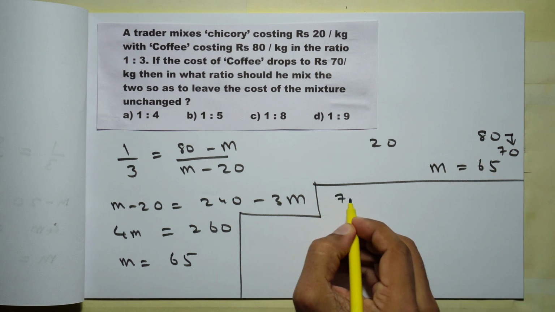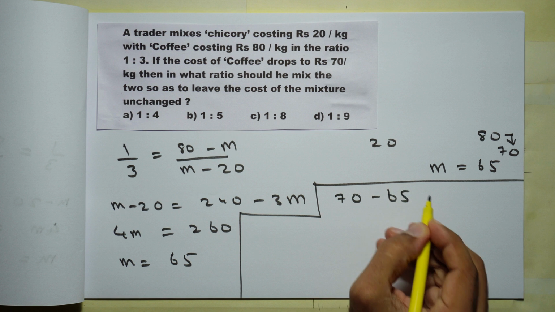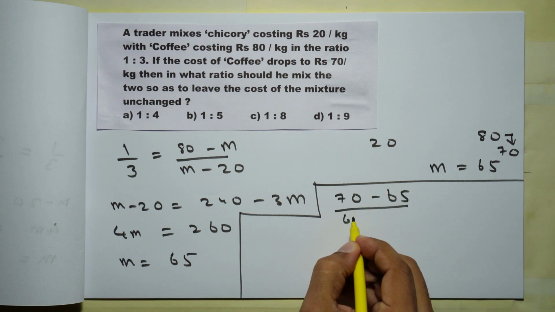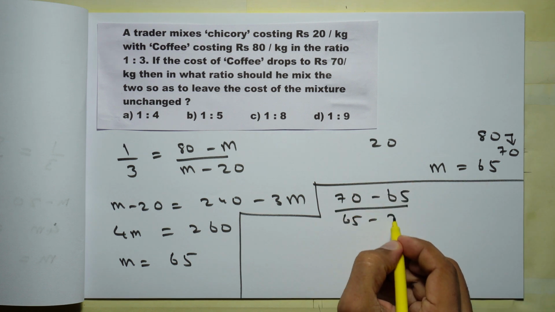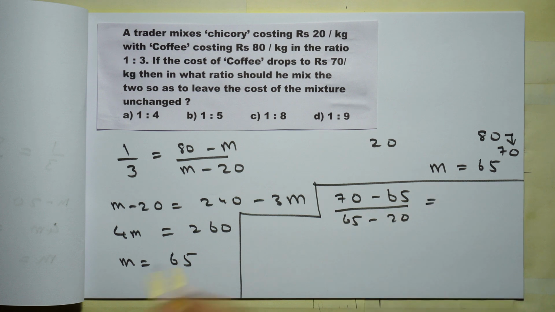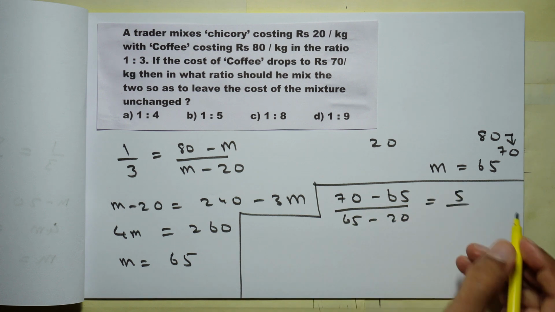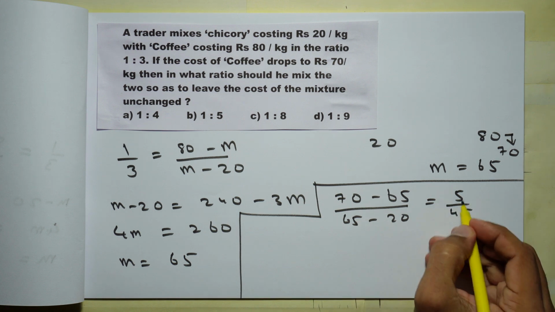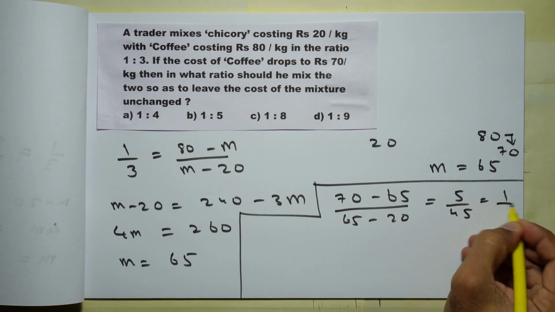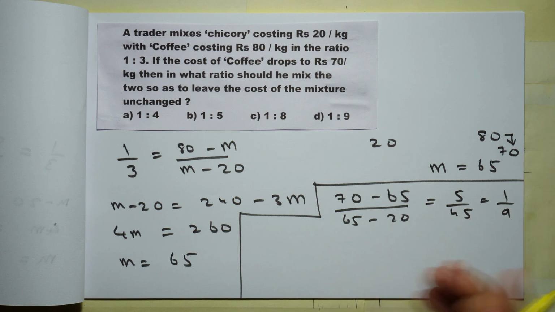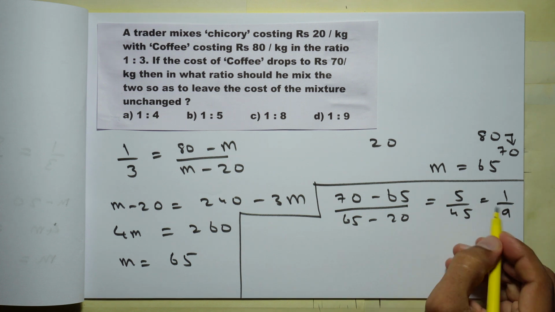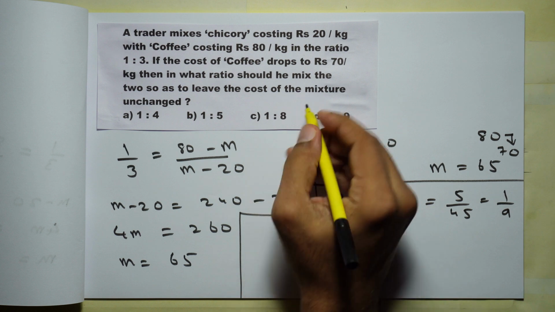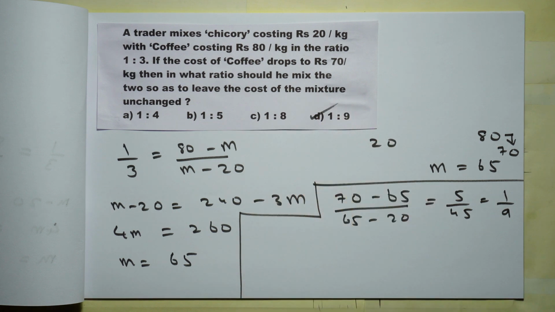So price of the expensive one 70 minus mean price 65 divided by 65 minus price of the cheap one 20. So 70 minus 65 is 5. 65 minus 20 gives you 45. So 5 is to 45, that is the same as 1:9. So they should now be mixed in the ratio 1:9. So option D, 1:9.